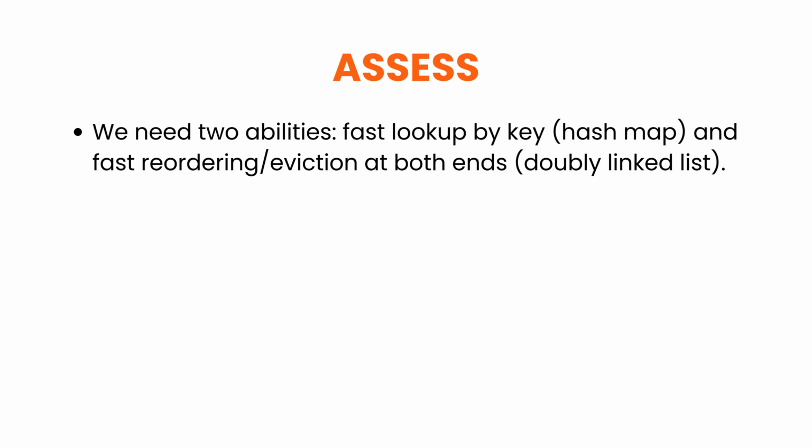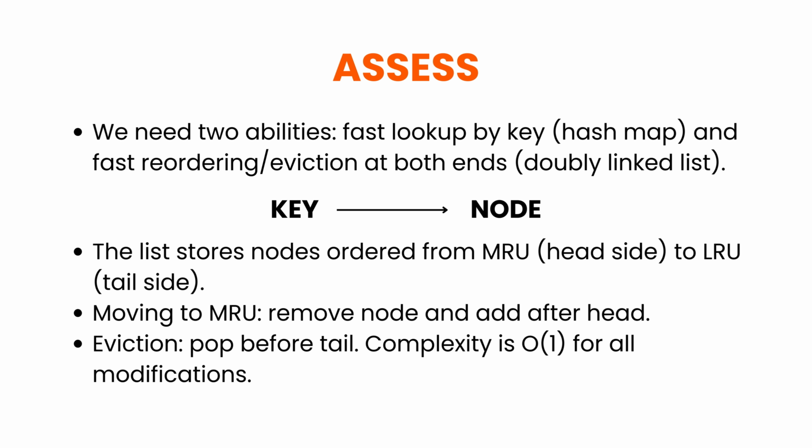Let's assess. We need two abilities: fast lookup by key, hash map, and fast reordering/eviction at both ends, doubly linked list. The map points key to node. The list stores nodes ordered from MRU, head side, to LRU, tail side. Moving to MRU, remove node and add after head. Eviction: pop before tail. Complexity is O(1) for all modifications.